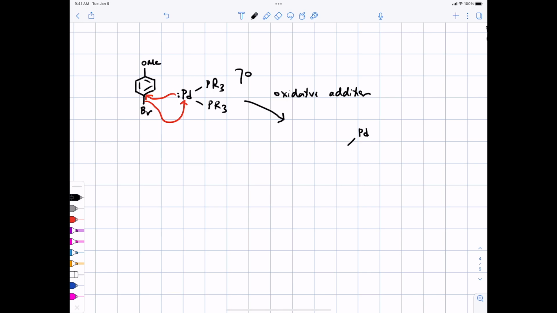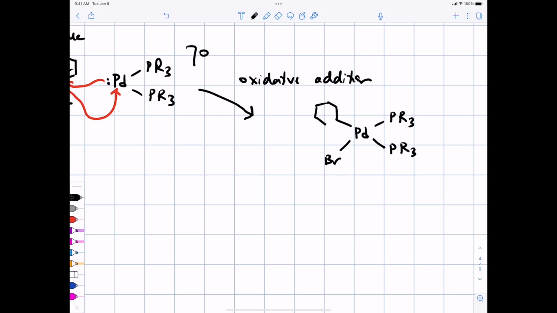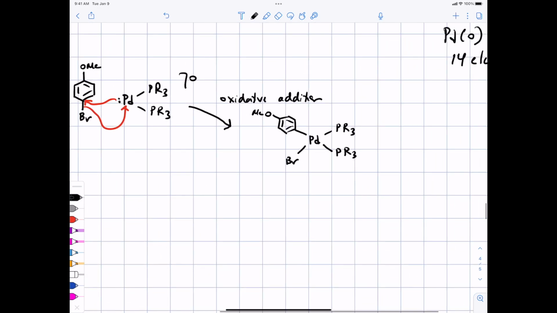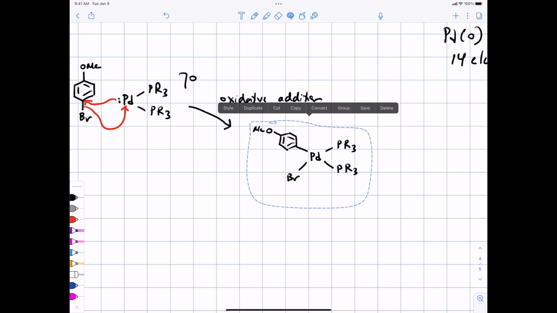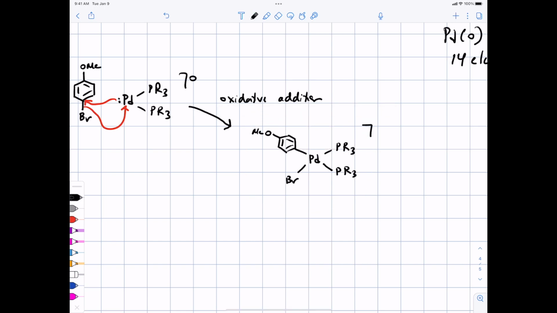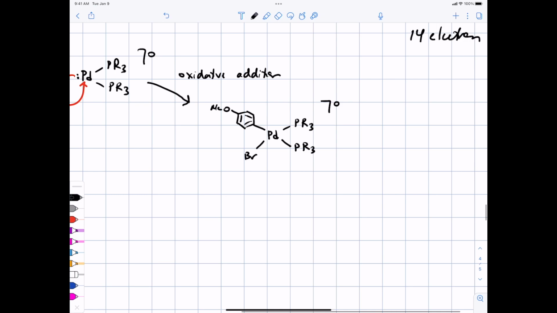This is going to give us a new complex wherein 4 things are attached to palladium, including our benzene ring and the halide. The charge on the complex hasn't changed. It's still 0. You've got 2 X-type ligands, so in order for the charge to be 0, palladium has to be in the +2 oxidation state. It's now a D8 metal, and this is a 16 electron complex.